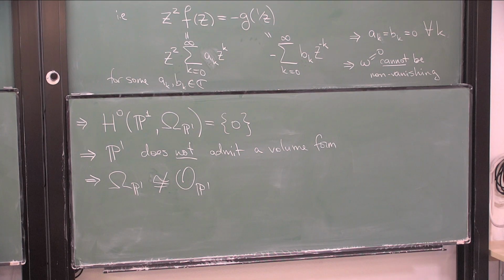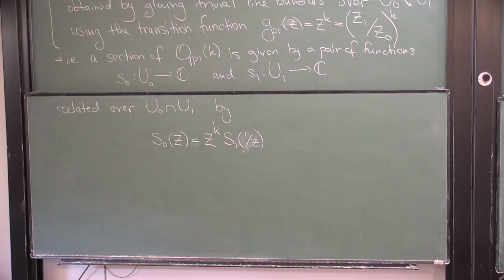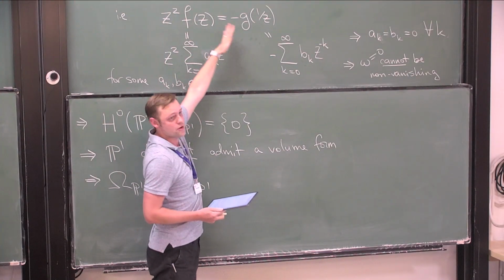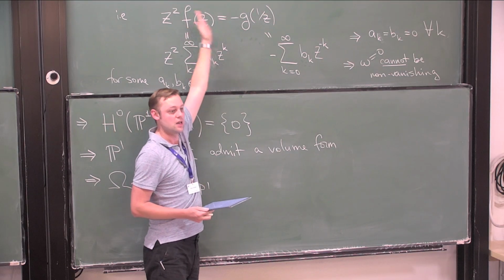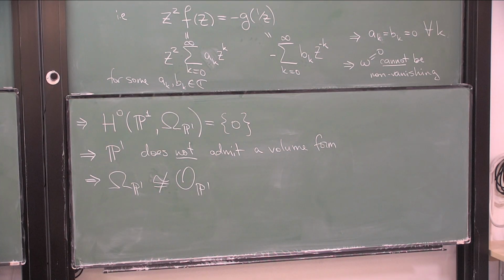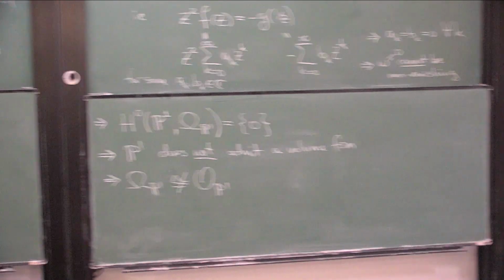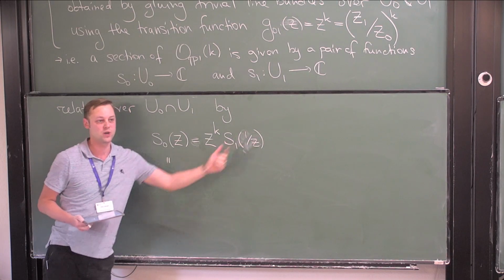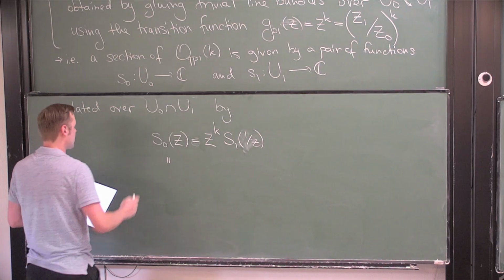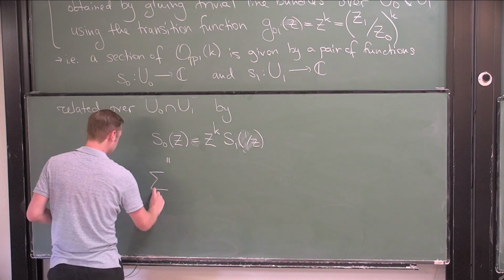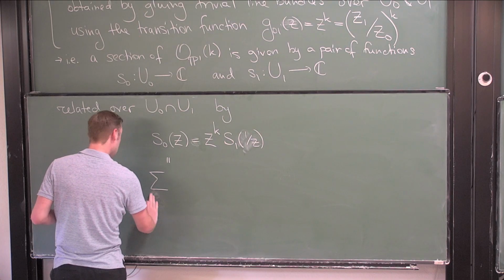What I did here was I expanded both sides in the powers of Z, and we saw that no non-zero pair of functions can satisfy this relation. Let's see what happens in general. Imagine these are still holomorphic functions of Z, and this one is a holomorphic function of 1 over Z. So I should be able to expand it in powers of Z. Here is the power series expansion of this.